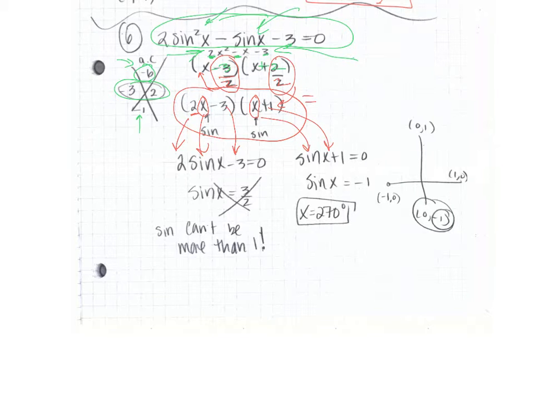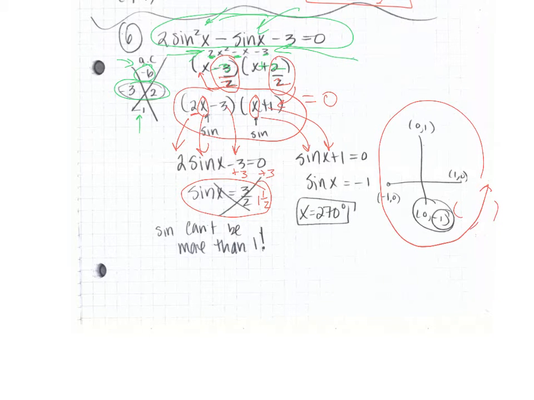Remember, once you have your factors, you set them each equal to 0. Once you solve by adding 3 and dividing by 2, you get sine of x equals 3 over 2. Well, 3 over 2 is 1.5. And when you go around your unit circle, your sine, or your right-hand side, will never be greater than 1, and it will never be less than negative 1. So there's no value of 1.5.